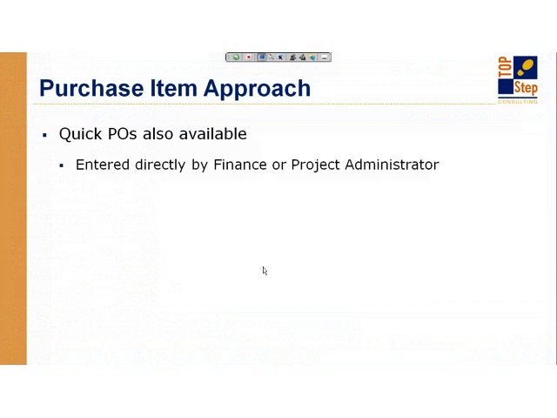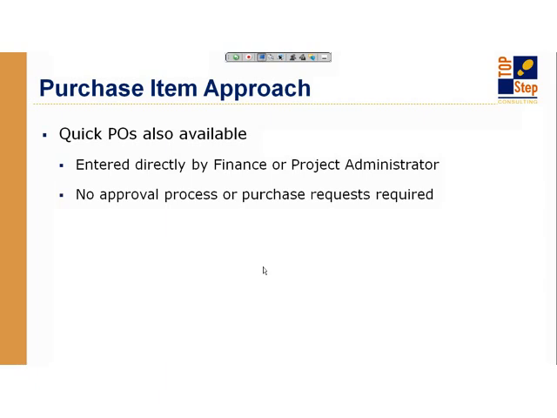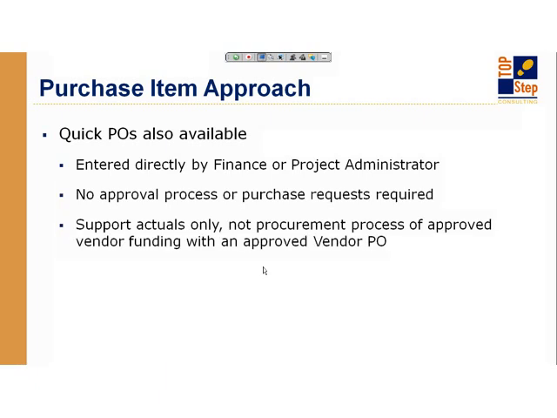So a quick PO actually is a one-page form. No submit approval. It's strictly create it, creates cost against the project. It's even simpler actually than the expense report approach. So it's entered directly by the person who's getting the invoice from the vendor. And as they create this record, it puts the cost against the project.